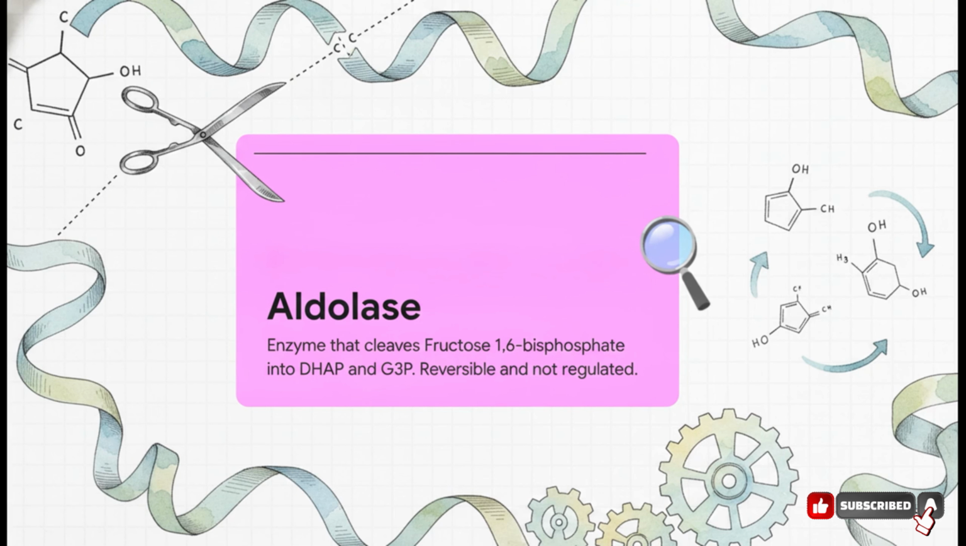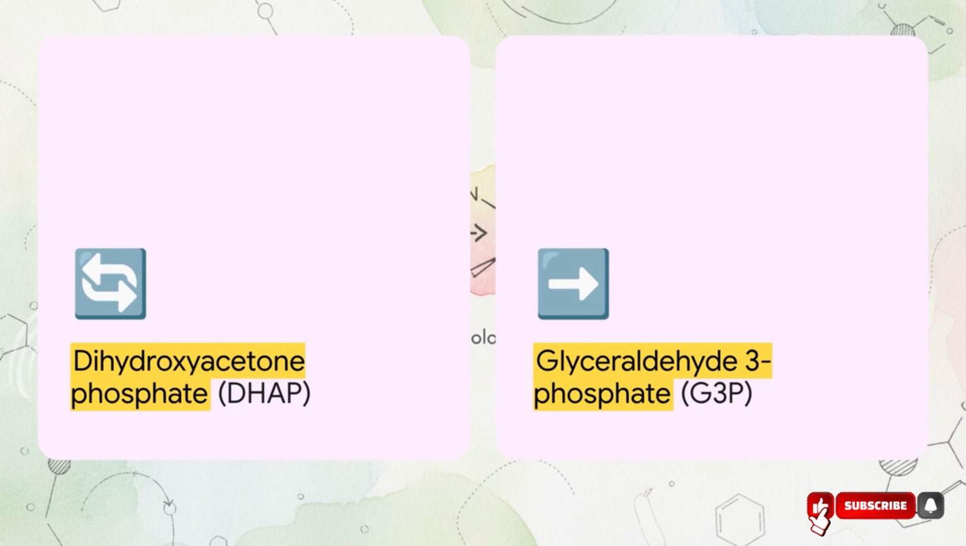This enzyme's job is straightforward, but absolutely critical. It acts just like a pair of precise molecular scissors, making a cut right between carbon-3 and carbon-4. Now, definitely note this for your exams. This specific cleavage reaction is entirely reversible, and unlike those earlier investment phase enzymes we talked about, it is not a regulated step.